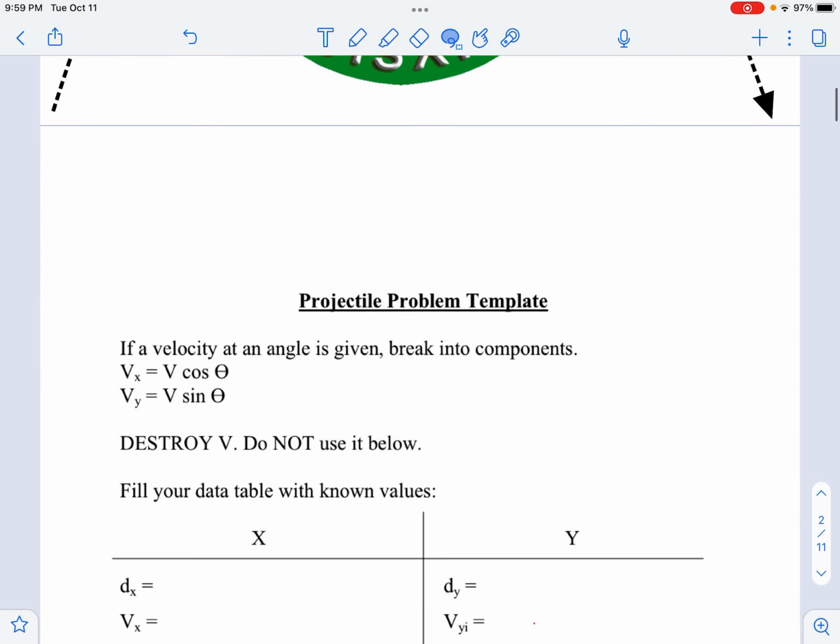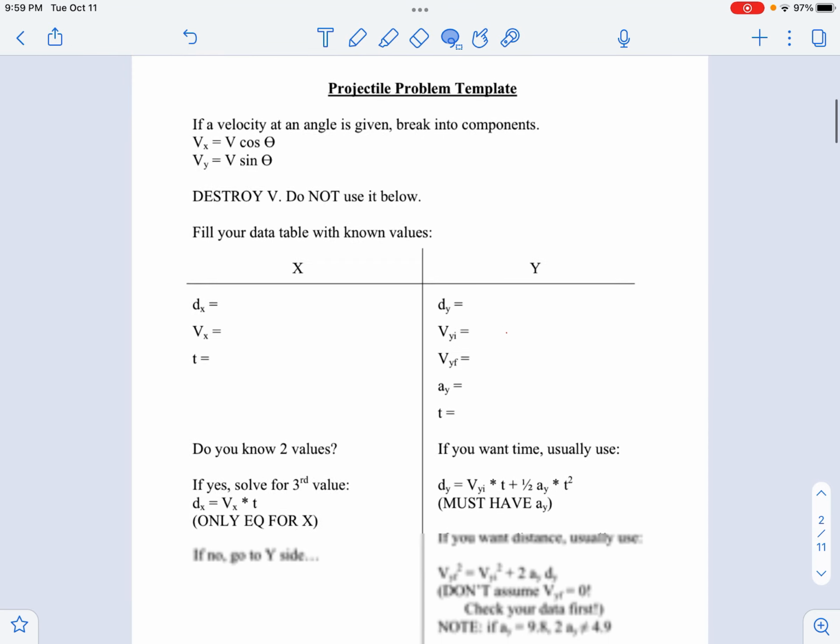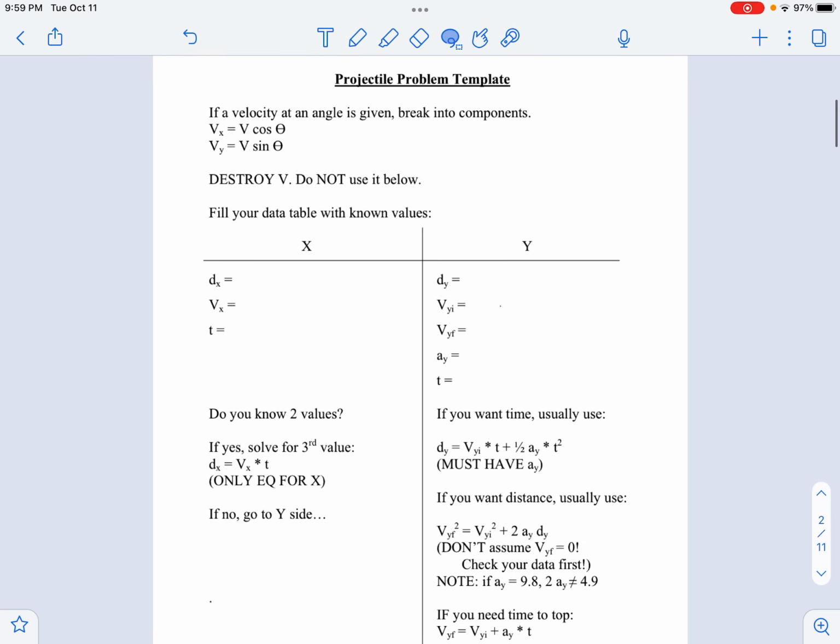I'm going to follow the approach that we lay out for you using this projectile problem template. I'll refer back to it several times throughout the video. I'm just going to work the problems, but as you watch, you'll see that I'm following the steps laid out in this template to guide how I attack these.